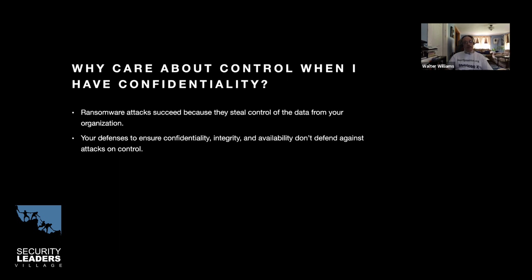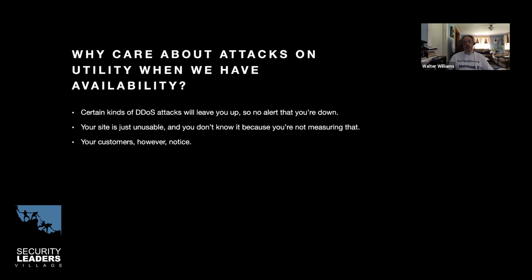We've all seen ransomware for the past, I guess, 5 years now. Ransomware has been stealing control of our data, and the criminals have been basically extorting us to get back control of our data. We don't have any controls that would prevent it. And so we are completely at their mercy when they breach other defenses. Our controls to ensure confidentiality, integrity, and availability don't protect against an attack on the control of the information.